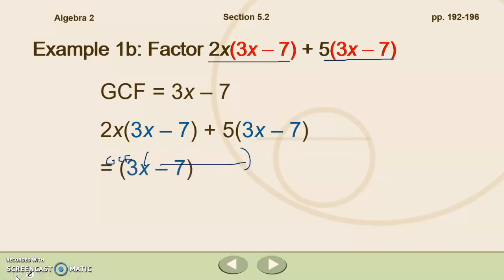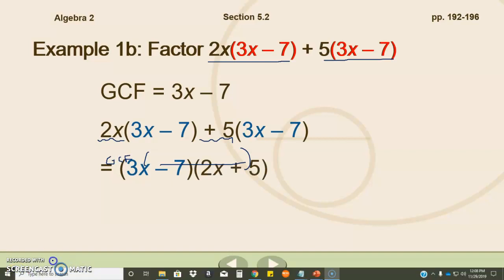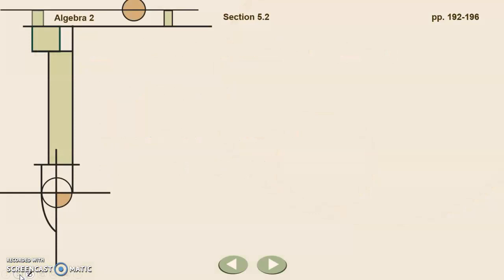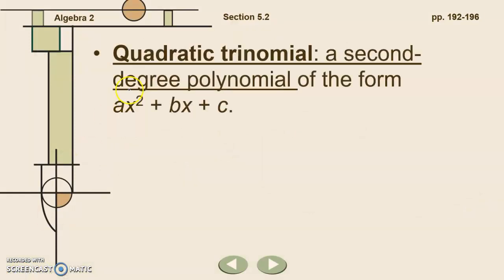So we're going to rewrite that as (3x minus 7), our greatest common factor. And what's left over? Well, we have a 2x and a positive 5. So 2x plus 5 goes in that other set of parentheses. Again, if we wanted to check that, we could multiply it back out to ensure that that really is factored correctly.